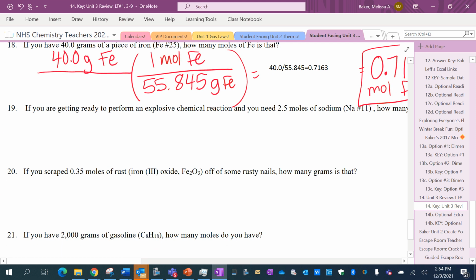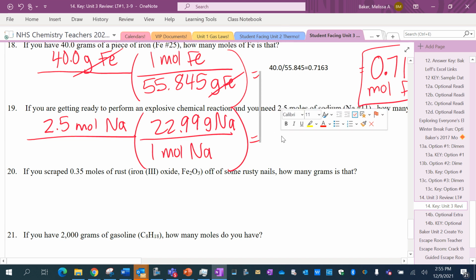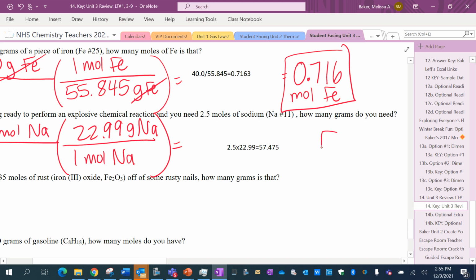If you're getting ready to perform an explosive reaction and you need 2.5 moles of sodium, how many grams is this? Well, 1 mole of sodium is equal to 22.99 grams. By the way, I forgot to cancel out on that last one. So we got 2.5 times 22.99. We want two significant digits, 57 grams of Na.